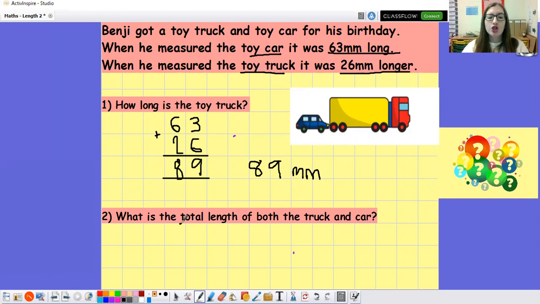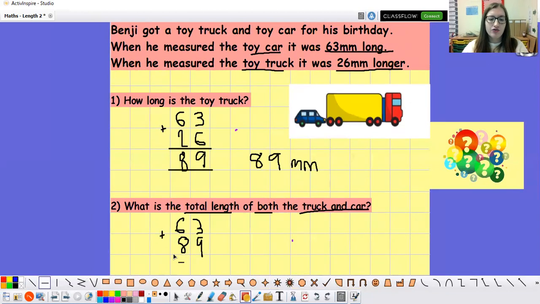Question 2 then. What is the total length of both the truck and the car? What do you think I'm going to be doing here? Yeah, I'm going to be adding. What two numbers? I'm going to put the car, which is 63, and I'm going to be adding it to the truck, which is 89. So this time I'm doing 63 add 89.